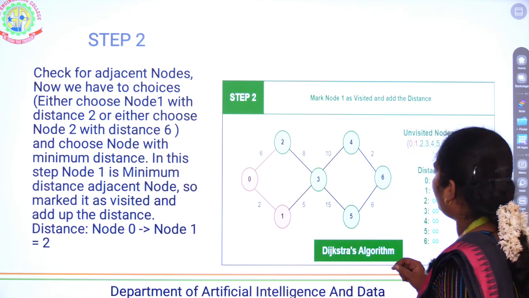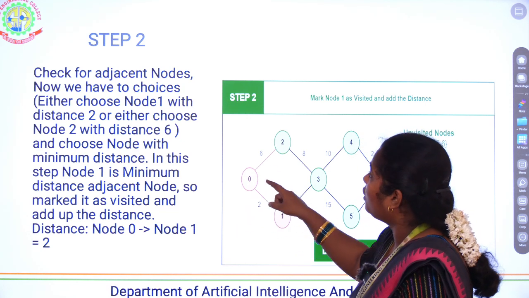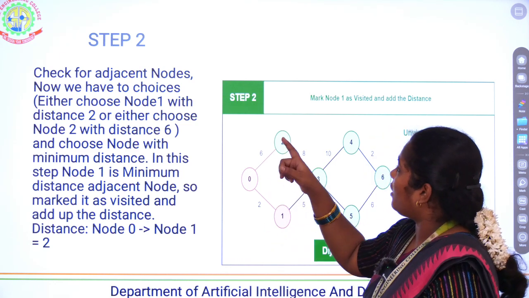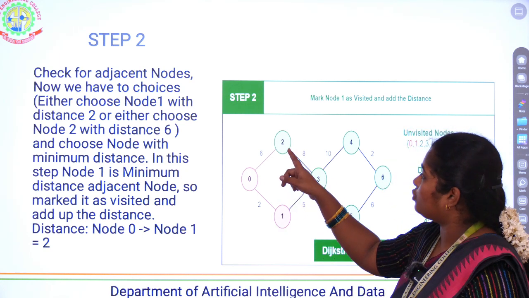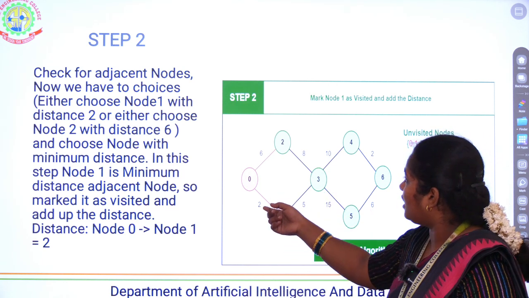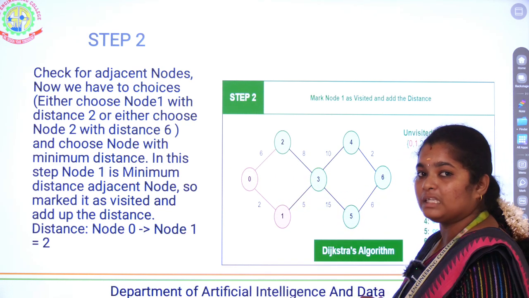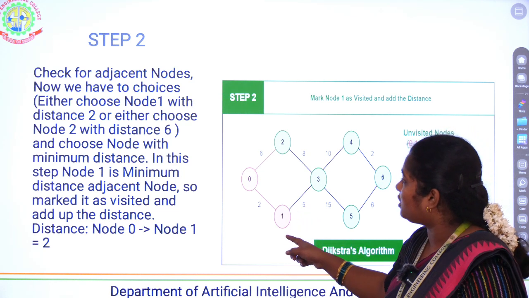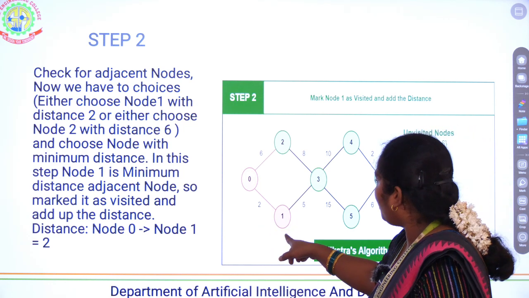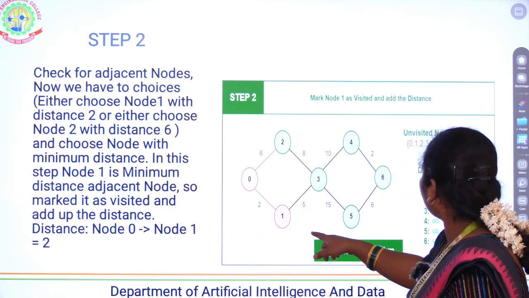check for the adjacent nodes. We have already said that 0 to 1 is the shortest. In the next step, we mark 1 as a visited node, because we have checked the adjacent nodes. Now we have the choices: either node 1 with distance 2, or node 2 with distance 6. The main idea of Dijkstra's algorithm is to find the shortest path. So we choose node 1 with the minimum distance of 2. It is marked as the second node. So the first node is node 0 and the next node is node 1, with a weighted value of 2.